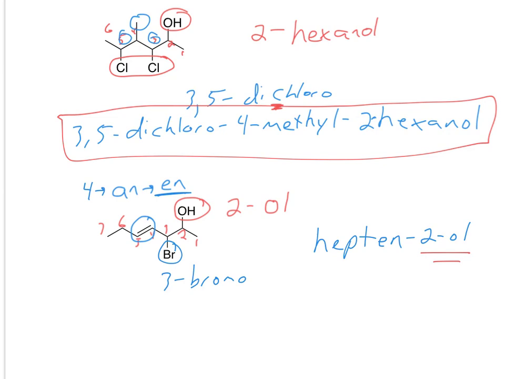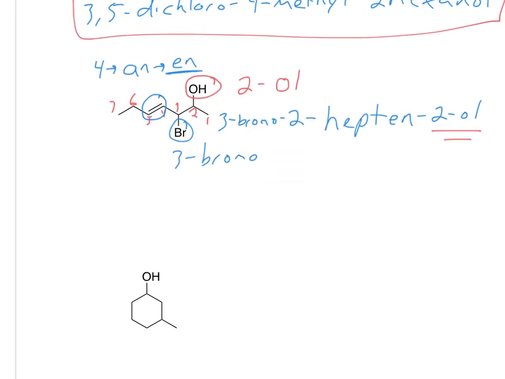Okay. Now to show where the double bond is, we're just going to put that in front of the hep. So it's 2-heptene, right, telling us that the double bond's in the 2 position. And then lastly, we'll just put the 3-bromo in the front, because it's our only substituent. And so our name is 3-bromo, 2-heptene, 2-ol. Alright, so as long as you're systematic, you'll be in good shape.